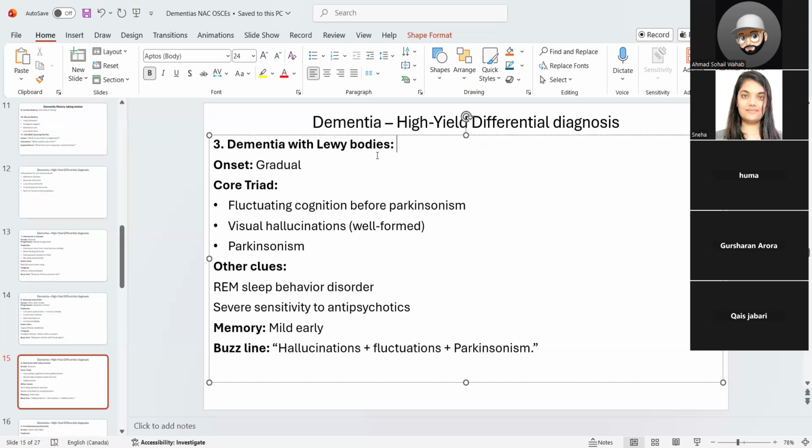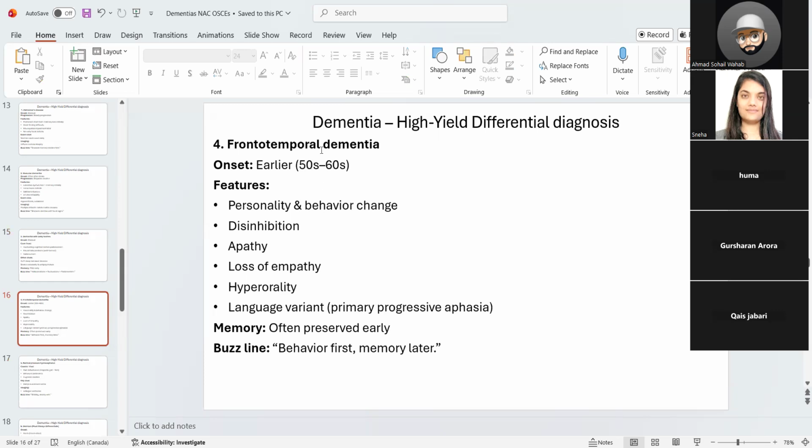So how is it different from Parkinson's? In dementia with Lewy bodies, cognition changes and hallucinations occur before features of Parkinsonism. Other clues for Lewy bodies: their REM sleep behavior may be impacted. They may have higher sensitivity to antipsychotics than other people. They may get more Parkinson features, more dystonias with antipsychotics. For exam, remember hallucinations plus fluctuating cognition plus Parkinsonism. This is dementia with Lewy bodies.